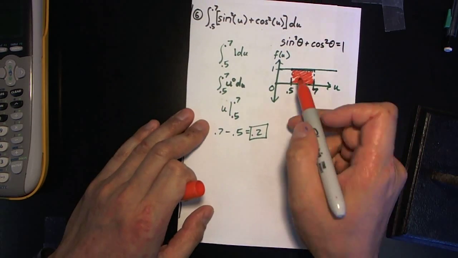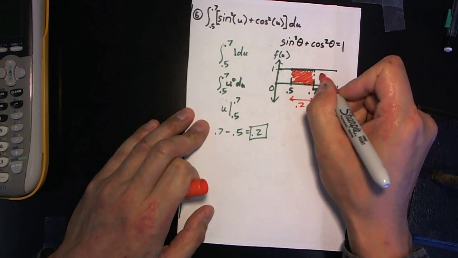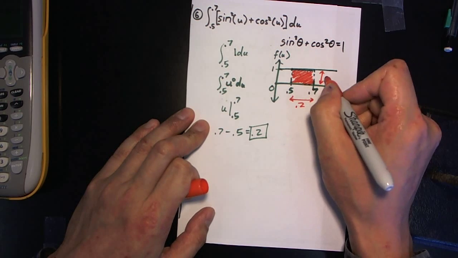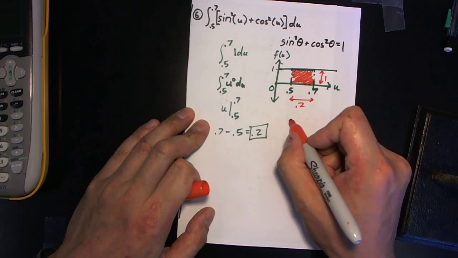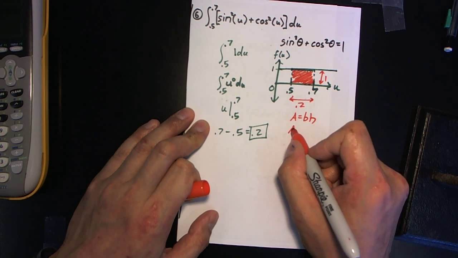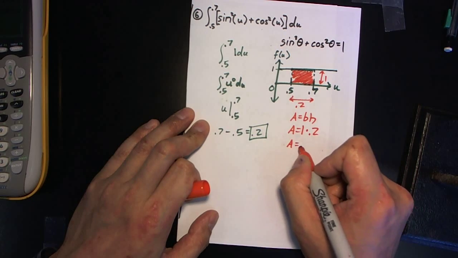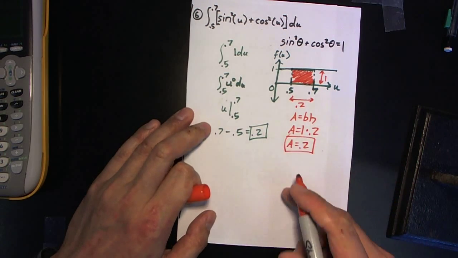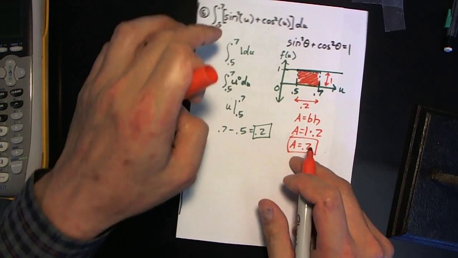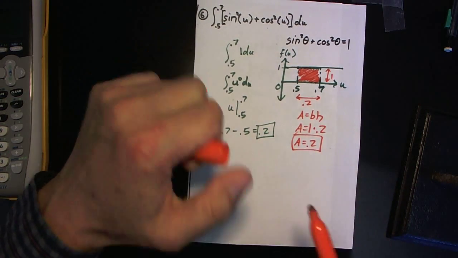Well, this is really easy. This is just a rectangle. It's 0.2 wide, and it's 1 unit high. So if area is equal to base times height, then our area is just going to be 1 times 0.2, and so your area is therefore going to be 0.2. Once you get this far, you can approach this problem either way.